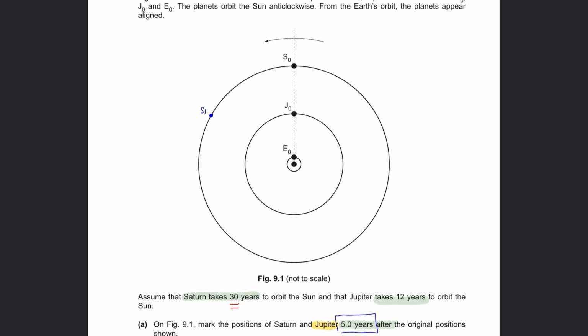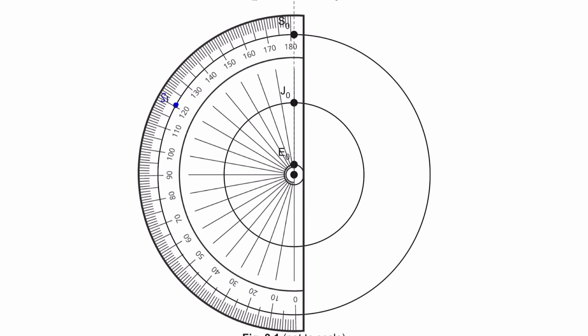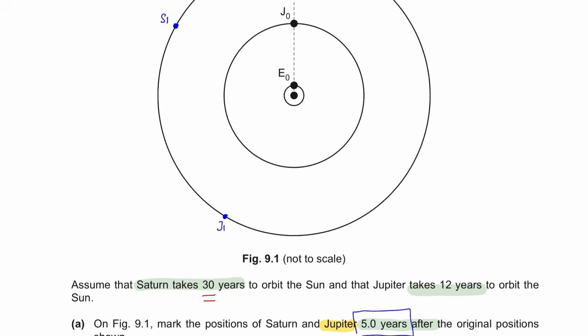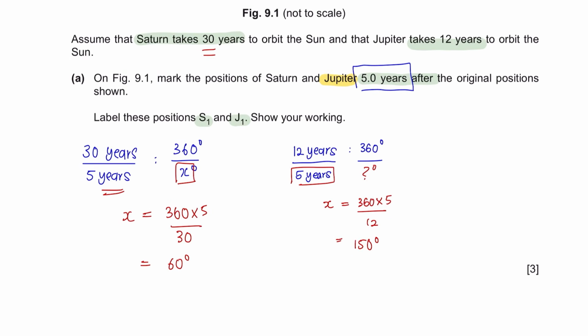Okay, let's repeat the same steps. Since the planets are traveling anti-clockwise, the direction of your angle should be in this direction. So 150 degrees from this point will end here, like this. This is 150 degrees. Let's mark this position as X. And the question wants you to label the position of Jupiter after 5 years as J1. Okay, you have labeled your positions and shown your working. You should be able to get a complete 3 marks.